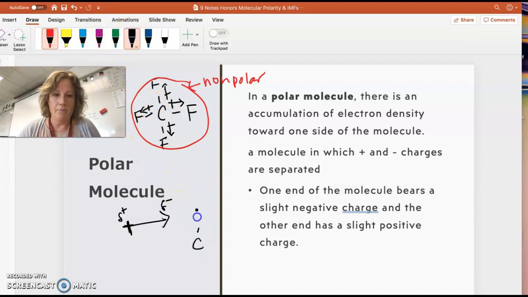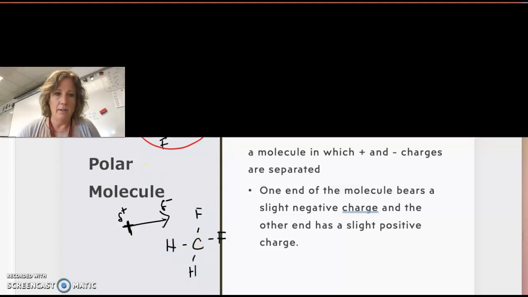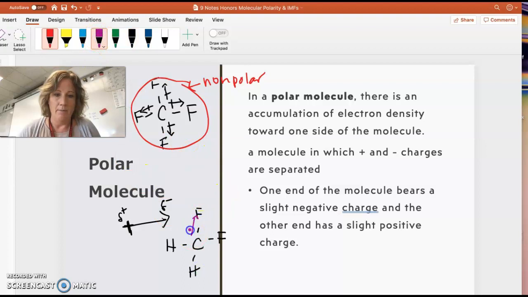However, if I have maybe this, and I have a dipole and a dipole, and even if I had a dipole here, which I don't because I think it's a 0.4 difference, I only draw the dipoles when it's between 0.5 and 2.0. But even if I did, they're not identical atoms to these. So there's going to be some lopsidedness, some pulling. One side's going to pull harder than the other. So if I were to draw a circle around this end with the fluorines, it is going to be partially negative, and this end with the hydrogens is going to be partially positive.